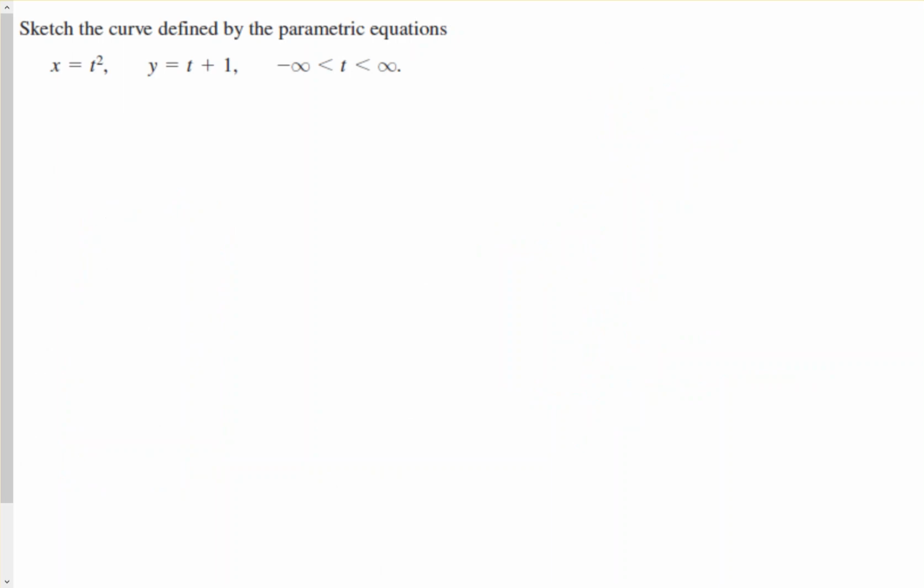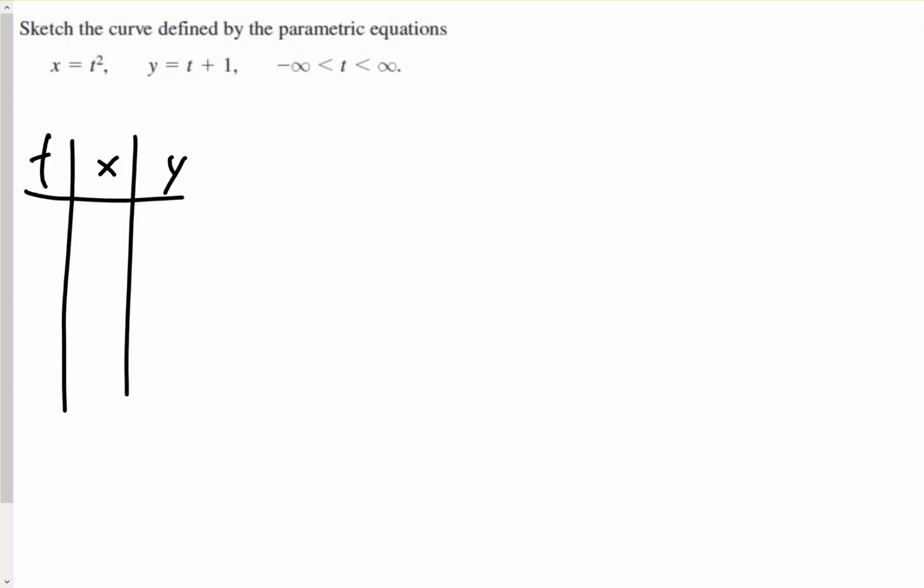All right, sketch the curve defined by the parametric equations. X equals t squared, y equals t plus 1, and t is between negative infinity and infinity. So again, let's make a table of values with t, x, and y. We're going to start somewhere. I'll go with negative 2, negative 1, 0, 1, and 2. Okay, so if I do negative 2, I plug it in here, I square it, I get 4. Negative 1 squared is 1, 0 squared is 0, 1 squared is 1, 2 squared is 4.